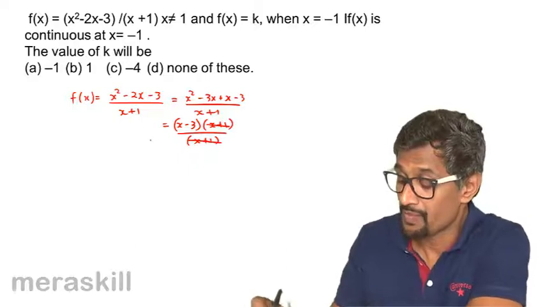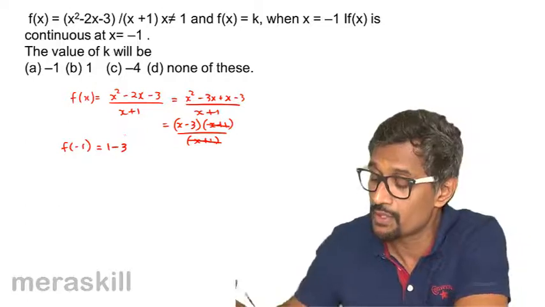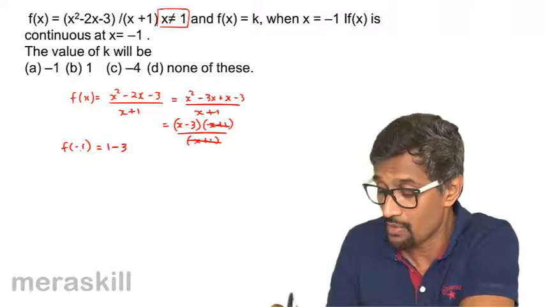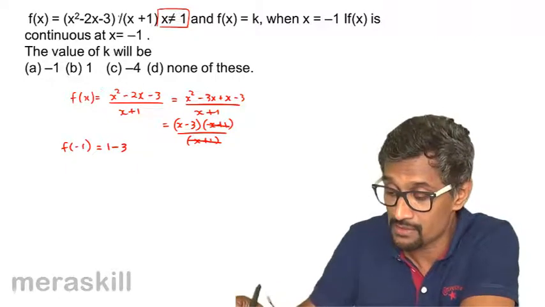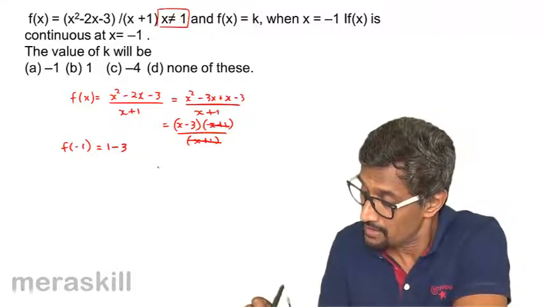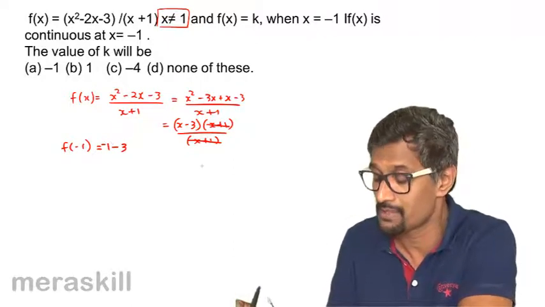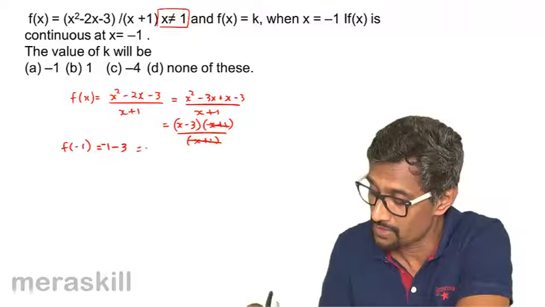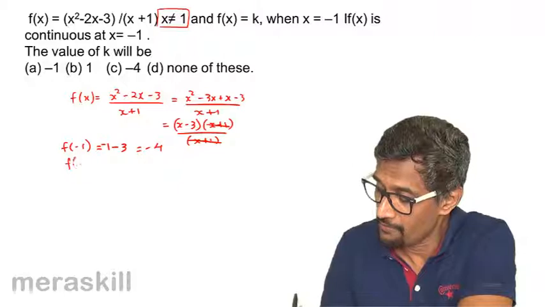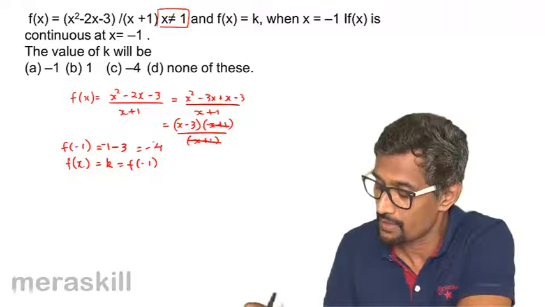So that means f of minus 1 is going to be... We are told that this function is valid for all values of x except when x is equal to 1. So now for x equal to minus 1, this function is bound to be valid. So f of minus 1 is minus 1 minus 3. I'm sorry, minus 1 minus 3, because f of minus 1 will turn out to be minus 4. But it is also told that f of x is also k, which is also equal to f of minus 1.